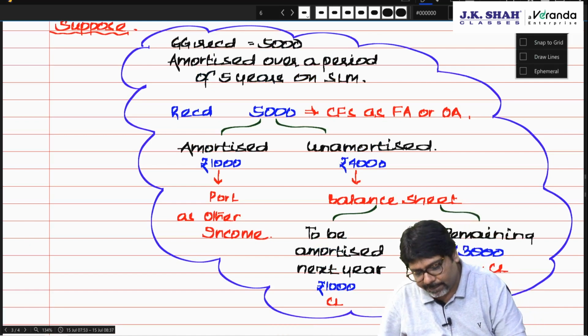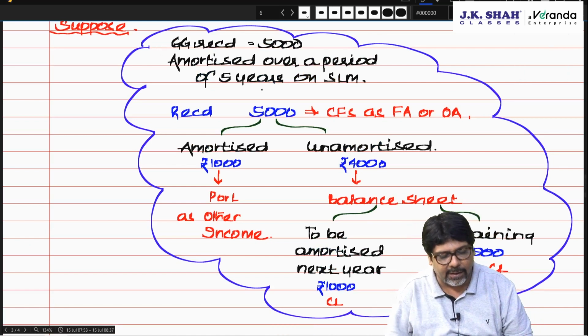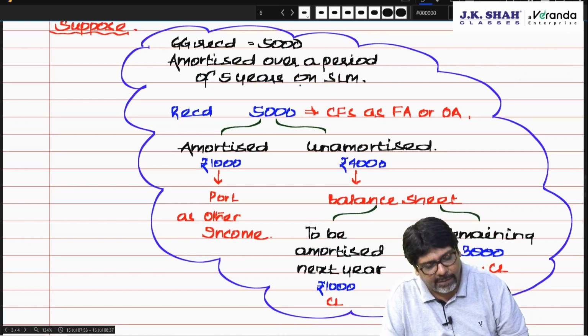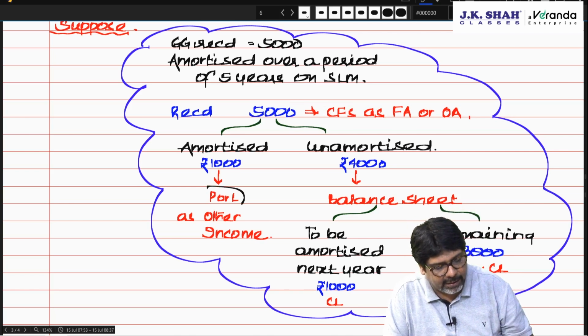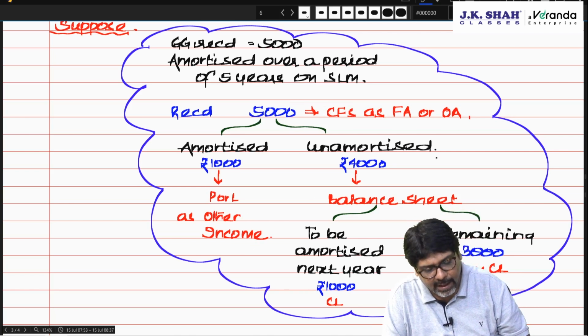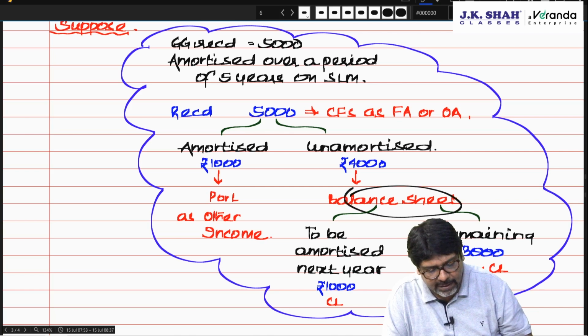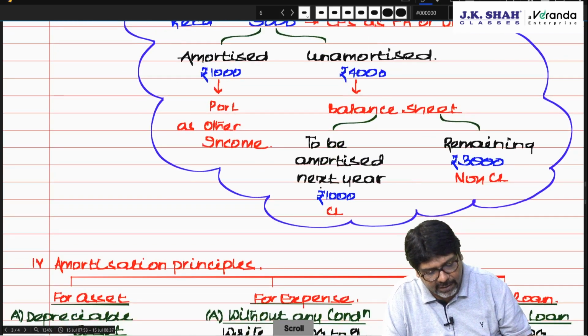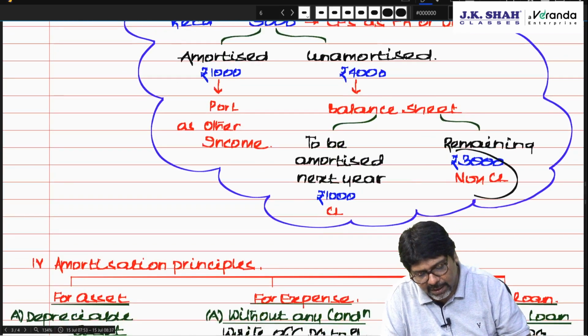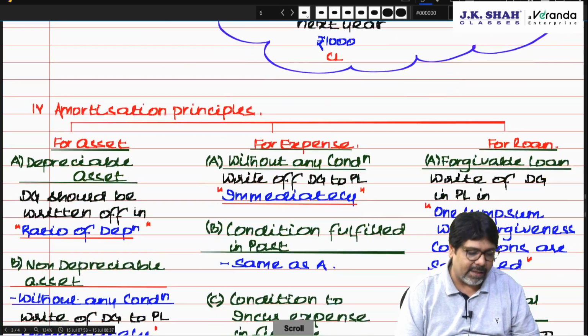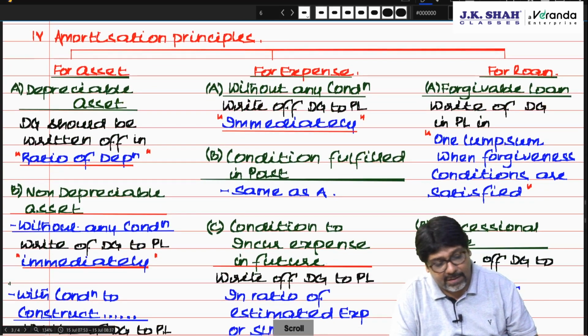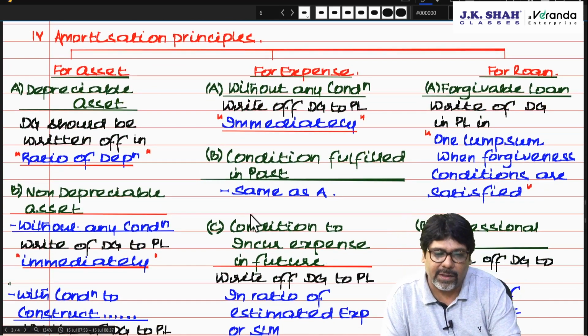Government grant received 5,000. Amortized over a period of 5 years on SLM. Received 5,000, cash flow as financing activity or operating activity as the case may be. Out of this 5,000, amortized 1,000 in P&L as other income. Unamortized 4,000 will go to the balance sheet. To be amortized next year, that will come as current liability. Remaining 3,000 will come as non-current liability. Amortization principles. This is very, very important.